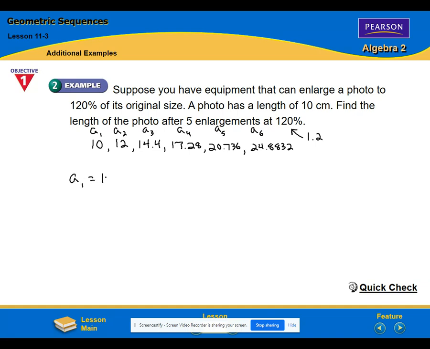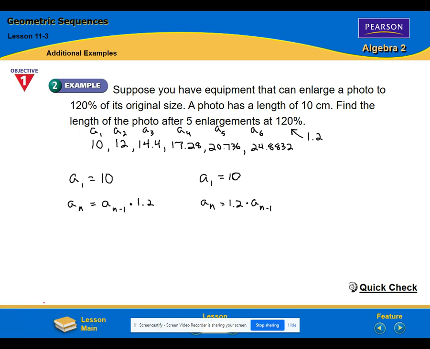A1 is 10. A sub n is the previous term times the common ratio, and the common ratio is that multiplier that is 1.2. So this would be A sub n minus 1 times 1.2. Now, many students I know would rather have that 1.2 out front. That's perfectly fine. If you write your recursive formula like this, A sub n is equal to 1.2 times A sub n minus 1, that's totally fine.